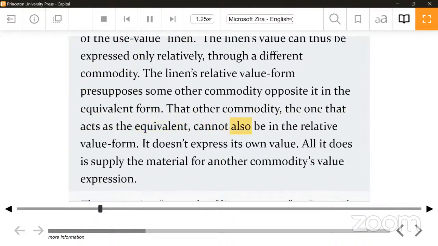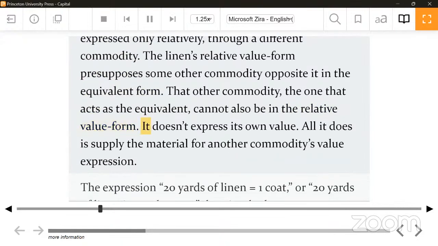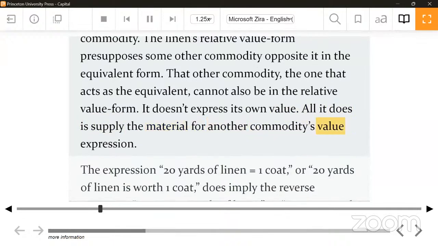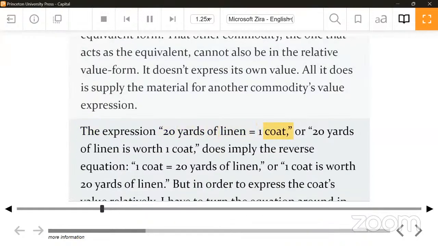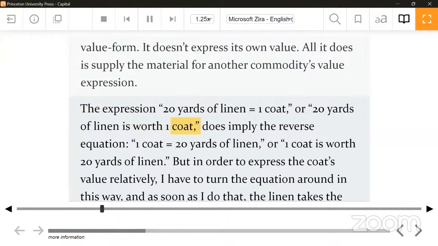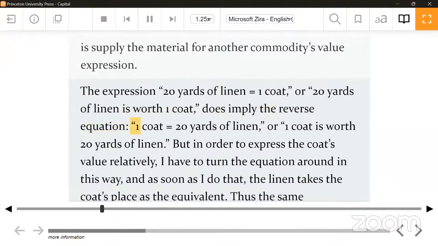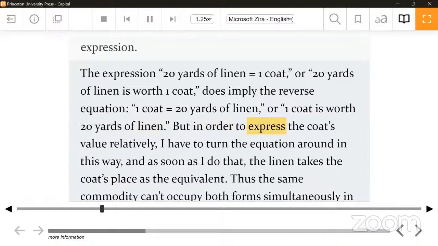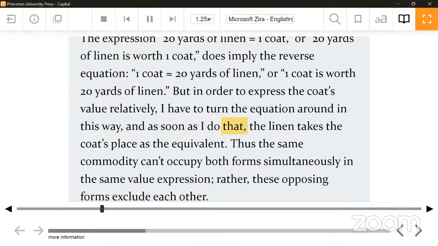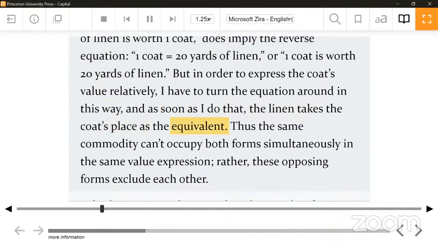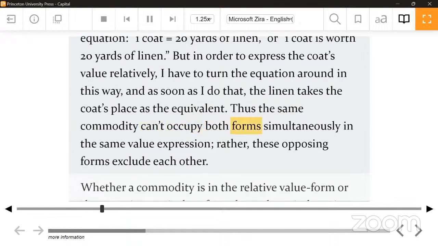That other commodity, the one that acts as the equivalent, cannot also be in the relative value form. It doesn't express its own value. All it does is supply the material for another commodity's value expression. The expression 20 yards of linen equals 1 coat, or 20 yards of linen is worth 1 coat, does imply the reverse equation, 1 coat equals 20 yards of linen, or 1 coat is worth 20 yards of linen. But in order to express the coat's value relatively, I have to turn the equation around in this way, and as soon as I do that, the linen takes the coat's place as the equivalent.